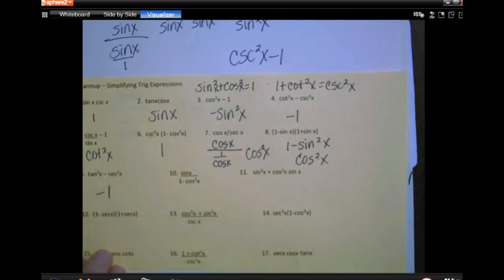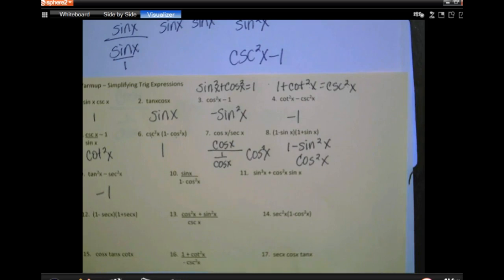-1. So first of all, before you start switching them, check your identities because it starts squared. So tangent squared minus secant squared is a -1.